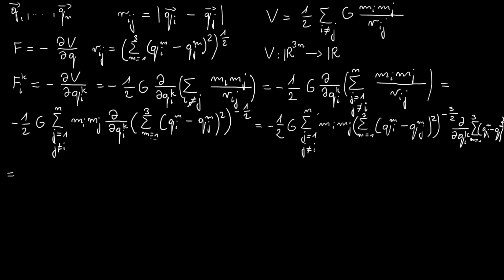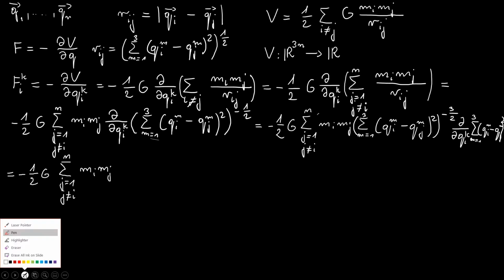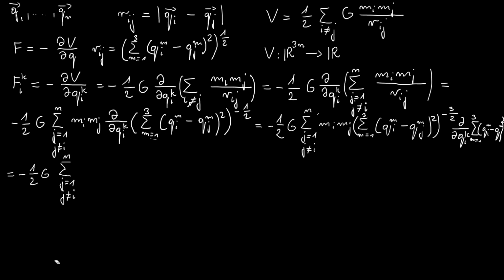So that will be just the derivative of the outer function, and then we have the expression. We'll leave m_i m_j. That we will write going back to r, so we can put it again in the denominator: m_i m_j divided by r_ij to the power 3, just because here we have minus 3 over 2.